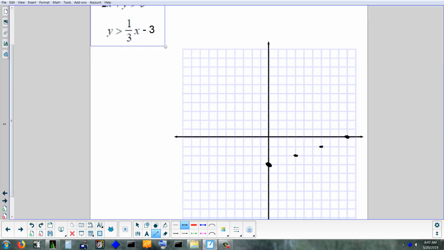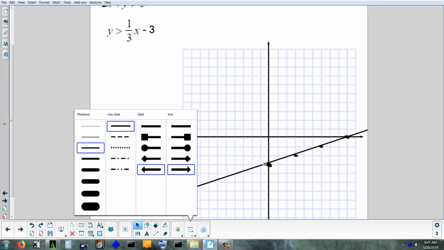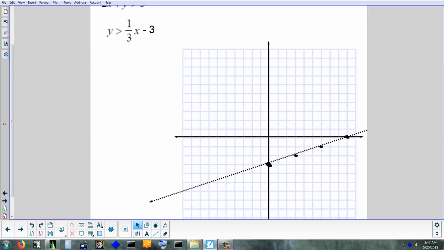What kind of line here? Solid or dotted? Dotted. So we're going to make that dotted. Now, where are we going to shade? Above, because it's greater than. Now, if this was a problem we were doing a few weeks ago, I would just shade in this whole thing right now and be done. But I'm just going to put in the little arrows. Shade above. Just so I remember, okay? Shade above.